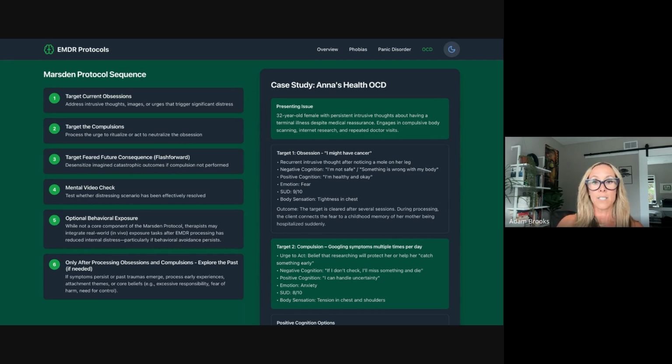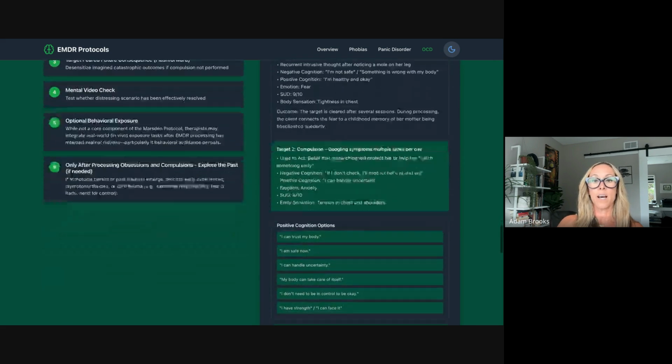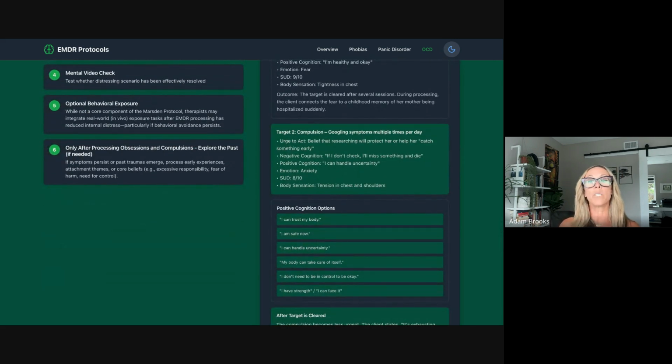So the next target was a compulsion of Googling symptoms multiple times a day. It's an urge to act, a belief that researching will protect her or help her catch something early. The negative cognition is, if I don't check, I'll miss something and die. Positive cognition is, I can handle uncertainty. The emotion is anxiety, SUD is 8, and the body sensation is tension in the chest and shoulders.